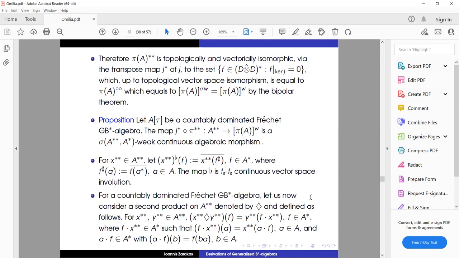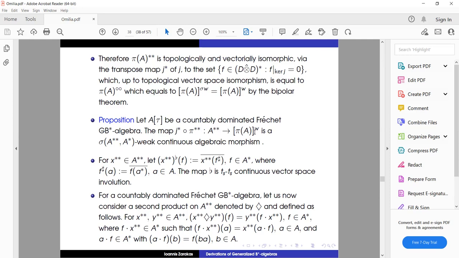After doing that, we end up having this proposition, which tells us that if we make the composition of the P bidual with the dual of J, where J is the map that we saw before, we have in our hands a map which is an algebraic morphism from the alpha bidual to the weak closure of P of alpha. And this is what we needed in order to pass information from the bidual of alpha to the weak closure.